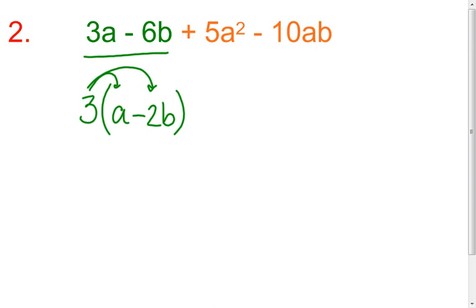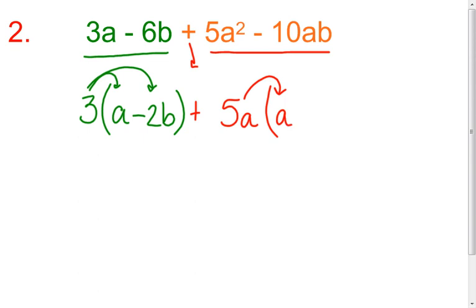Okay. And you're going to bring down this plus sign. Then you're going to look at what these have in common. 5 and 10 are both divisible by 5. And each term has at least an a in it. They both don't have a b in them, so you can't do anything with the b's, but each term does at least have an a. So 5a times a gives me 5a squared, and 5a times negative 2b gives me negative 10ab.